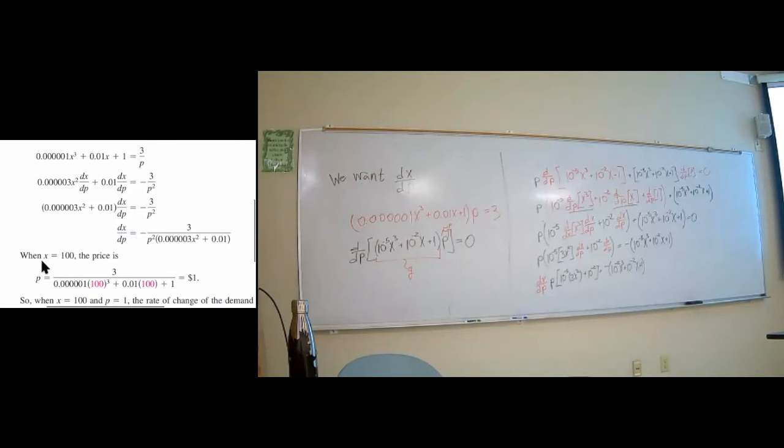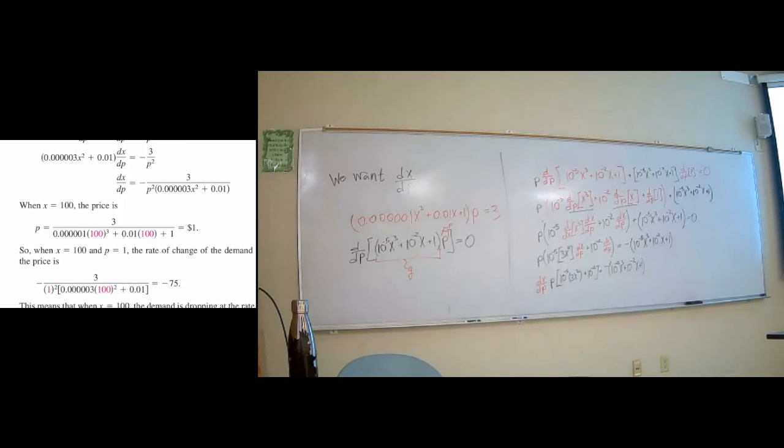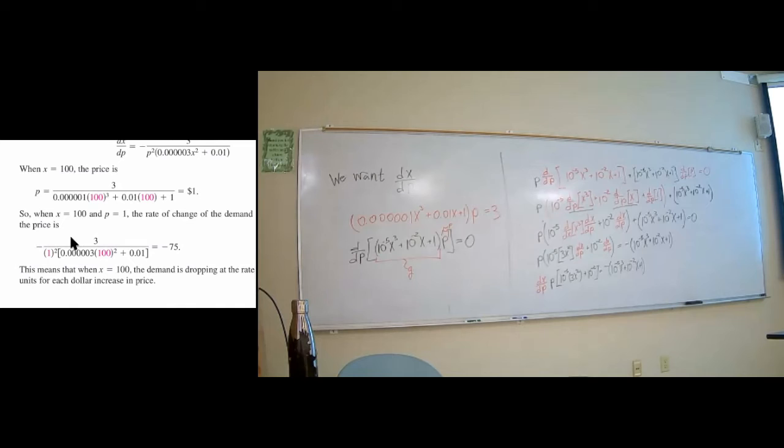Then you come in and you say, all right, well, the problem wanted to know what dx/dp was when x is equal to 100. So we need to know what p is when x is equal to 100, because our derivative is in terms of p and x. So plug in 100 into our original equation, and we get p as $1. So we can plug in 1 here and 100 here to solve our problem. When we do that, we get that our answer is negative 75 when x is equal to 100.